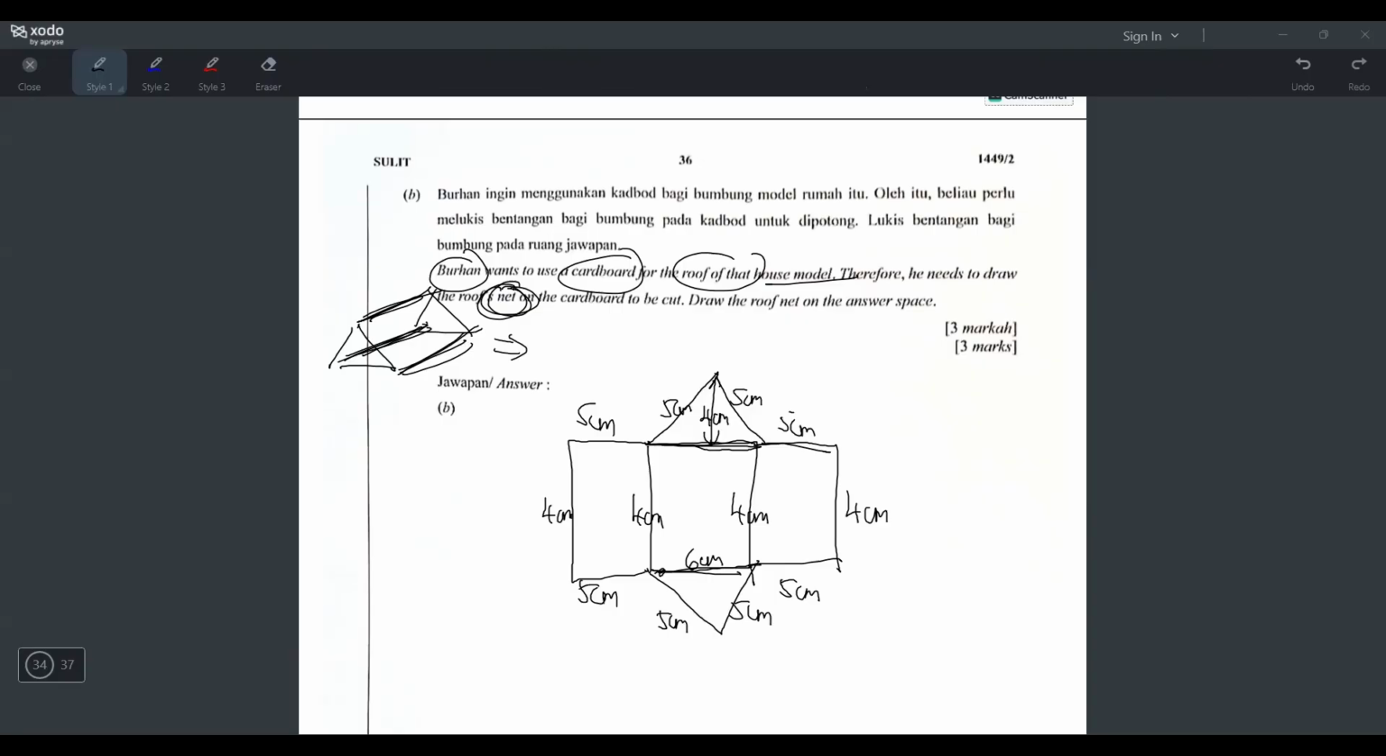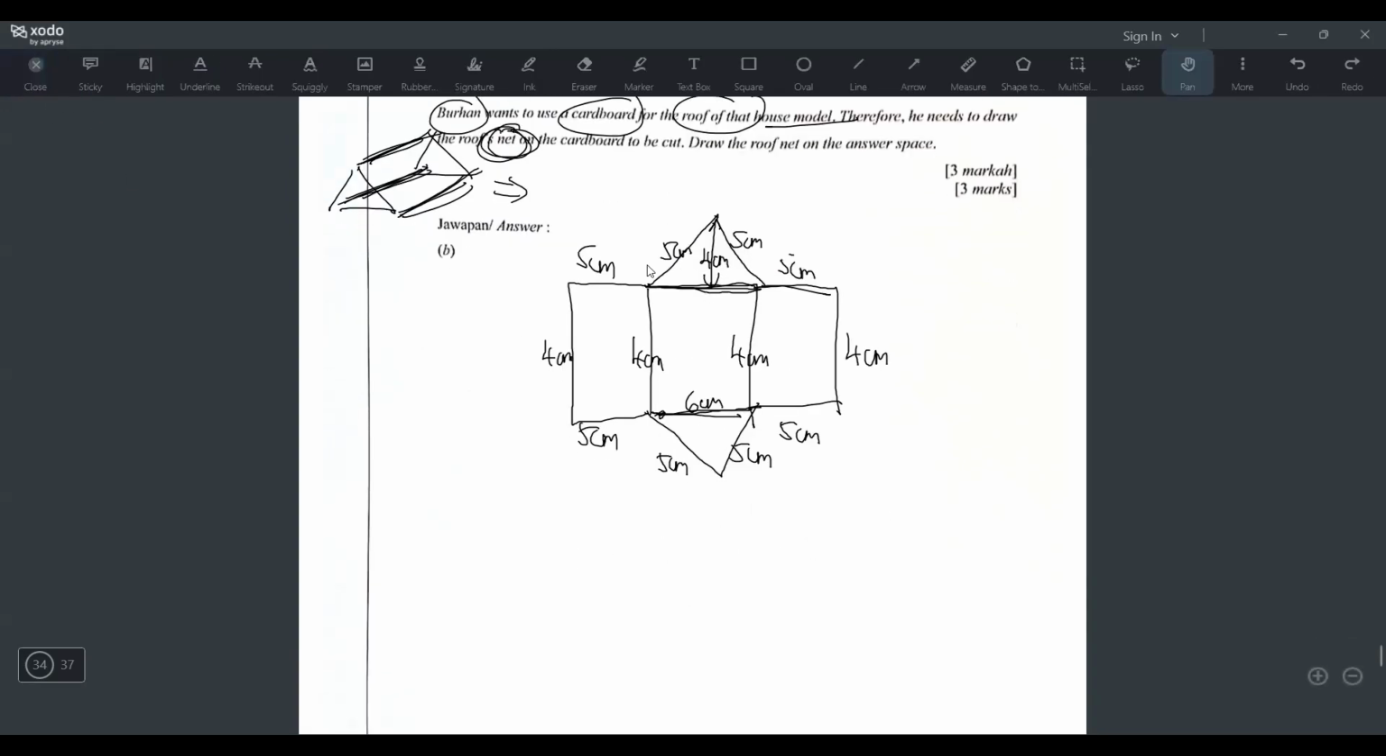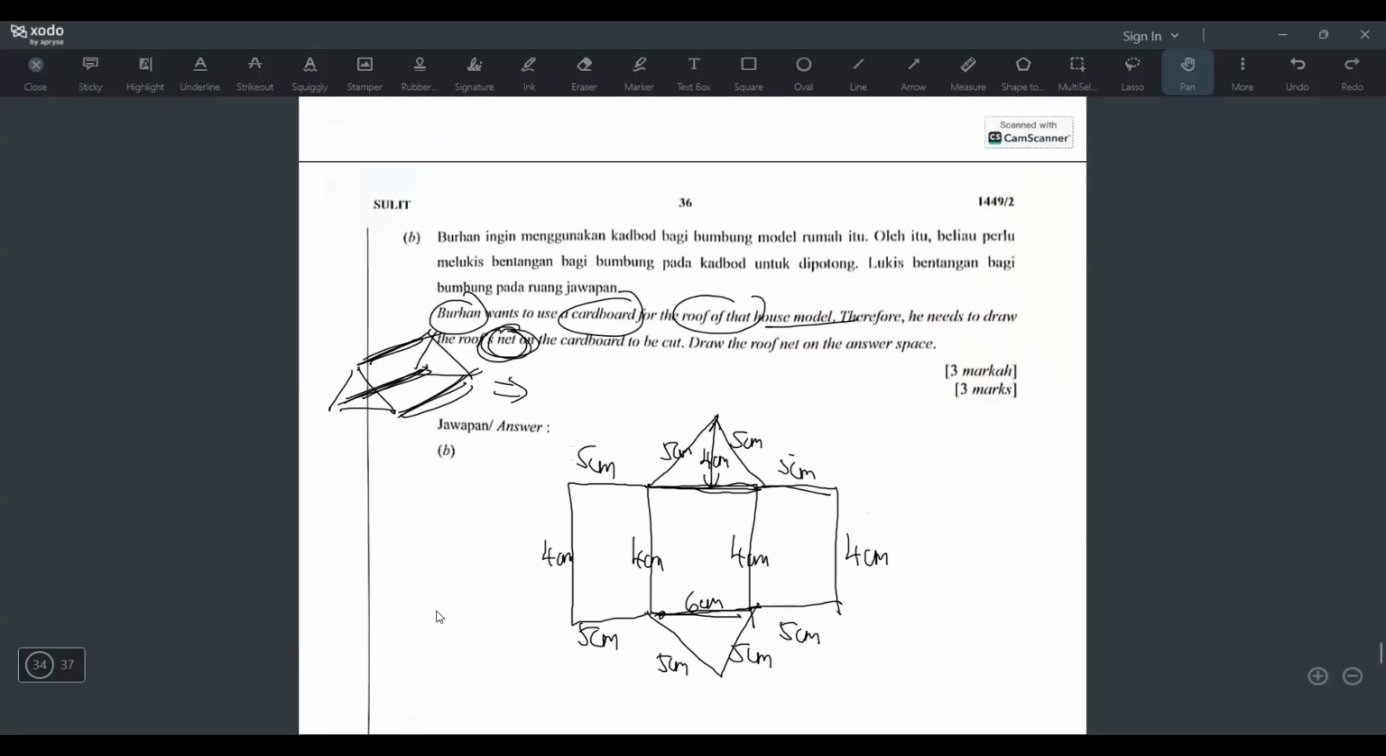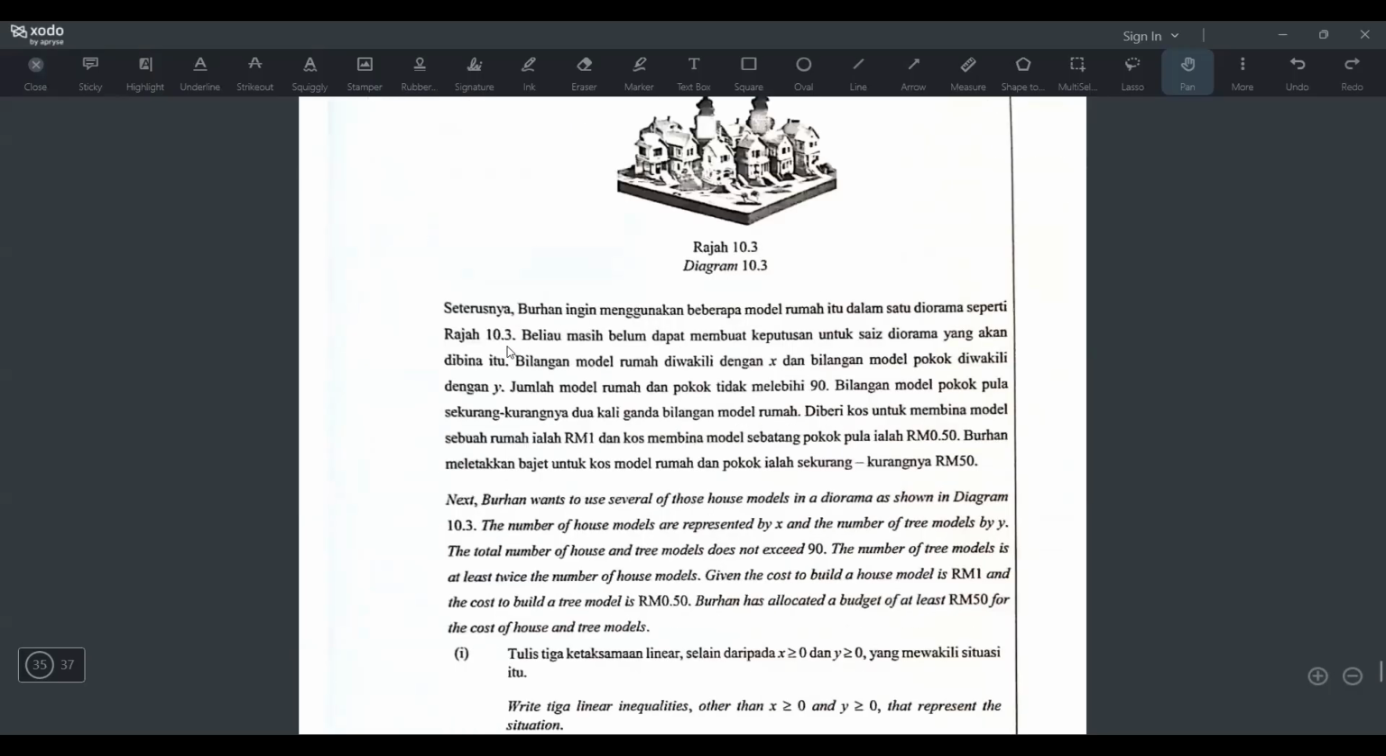It's just that they draw it differently, like they put the triangle here, like this. But it can also work. When you draw it yourself, make sure you follow the correct measurement. It has to be exactly 4 cm, 5 cm, 6 cm, and also make sure it's a nice 90 degrees. Hope you understand. It's good enough already.